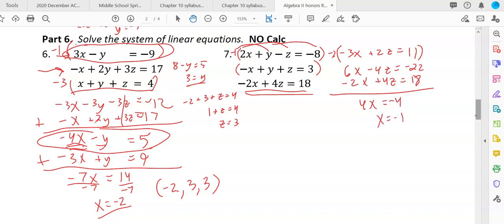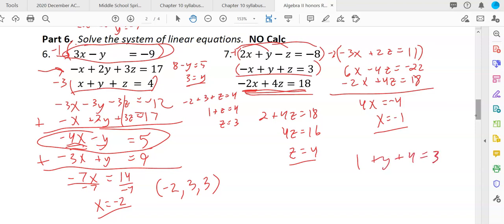This is nice. Plug that back into, say, this equation here, so I get negative 2 times x is positive 2 plus 4z equals 18. So 4z equals 16. So z equals 4. Got two of the answers. And the third one, let's plug it into this equation. So I get negative x would be 1 plus y plus 4 equals 3. So I got y plus 5, so y equals negative 2. My answer is negative 1, comma negative 2, comma 4.